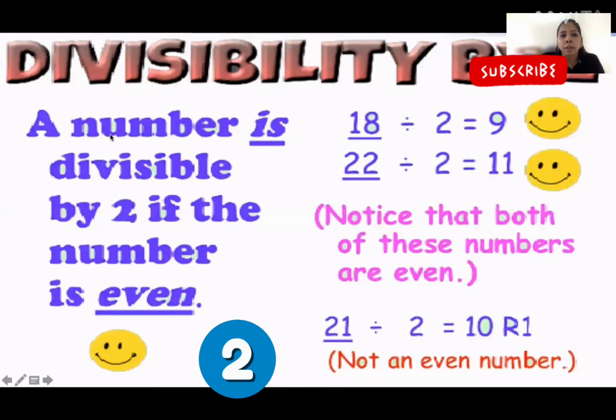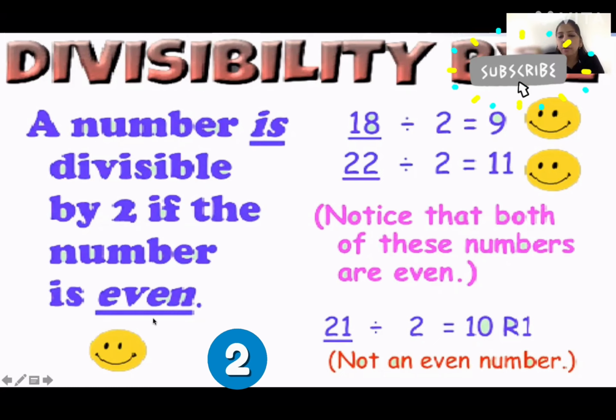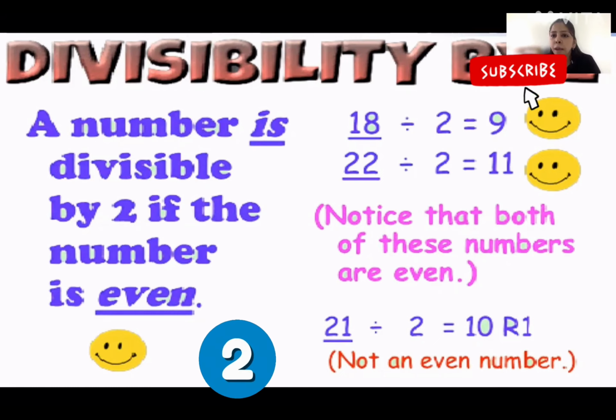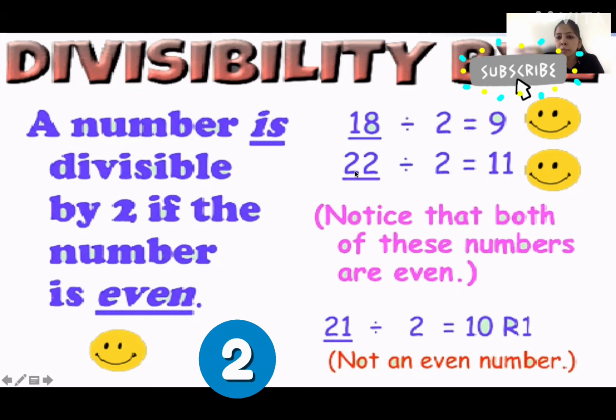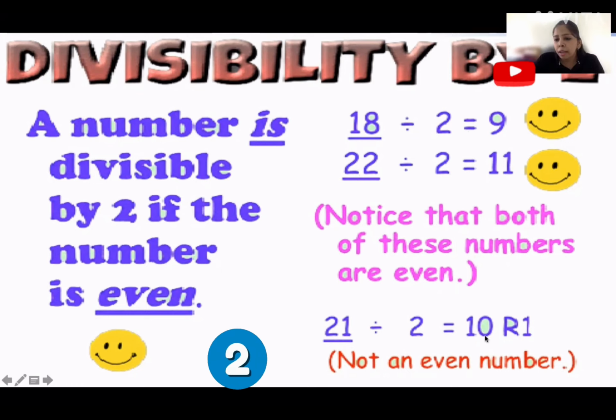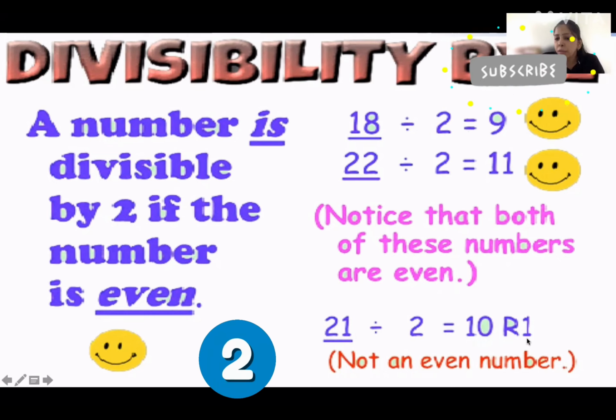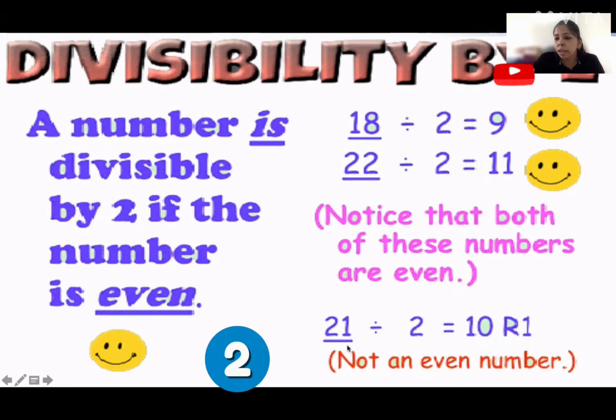Next one is divisibility by 2. A number is divisible by 2 if the number is even. And what is an even number? One which is divisible by 2. Like here, 18 divided by 2 is equal to 9, and 22 divided by 2 is equal to 11. Notice that both of these numbers are even. And the third one is 21 divided by 2 is equal to 10 with remainder 1, because 21 is not an even number. Got it?